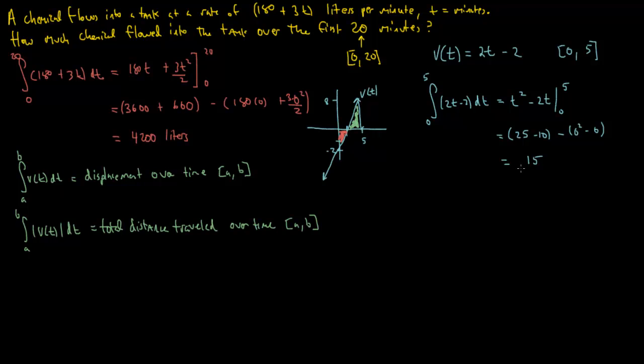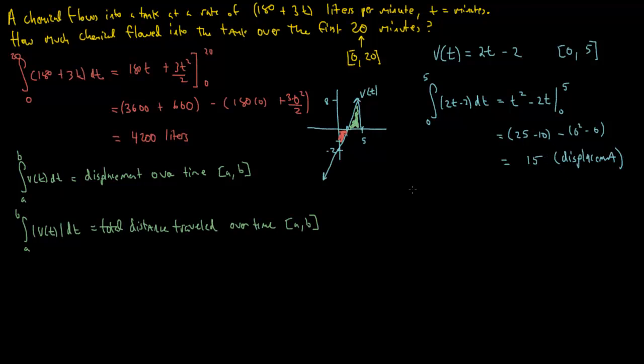Now, how does the absolute value change those calculations? If you look at the absolute value, okay, this is displacement. So what we calculated was displacement. That is, if this particle or object is traveling with this velocity from time 0 to 5, it is 15 units away from where it started. That's displacement, 15 units away.